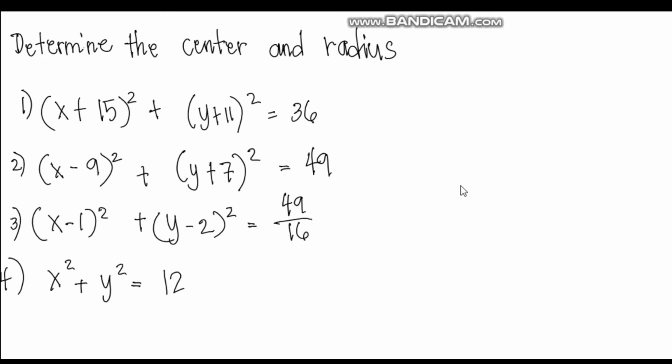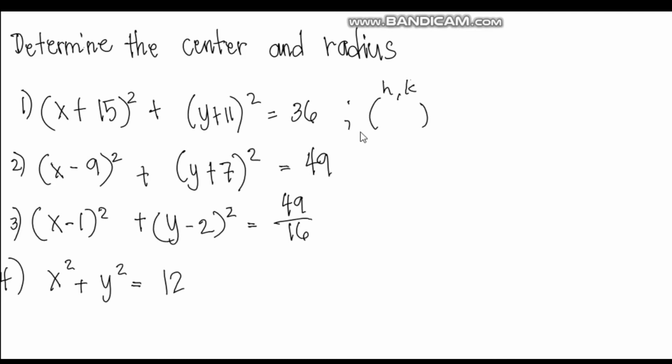Okay, so let's have another example. Ang question pa rin dito is determine the center and radius. So, we have for given example, number 1, the square of x plus 15 plus the square of y plus 11 equals 36. So, identify natin si center. Unahin na natin si center. Again, si center ay yung ating H and K. Okay? So, ang center natin dito is 15 and then 11.